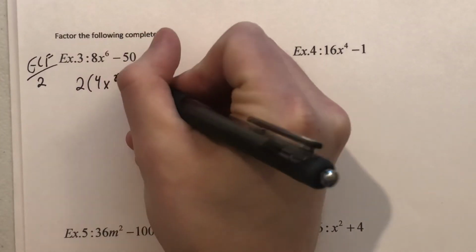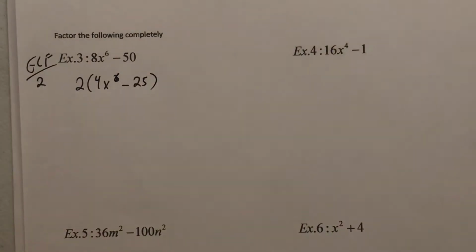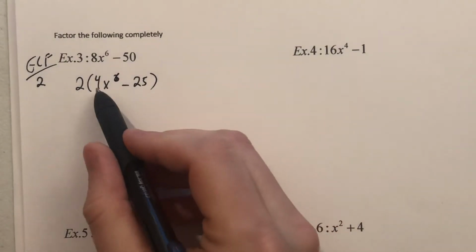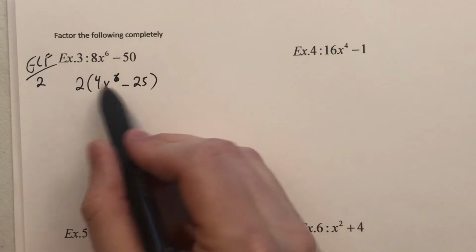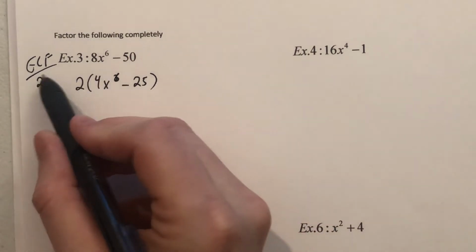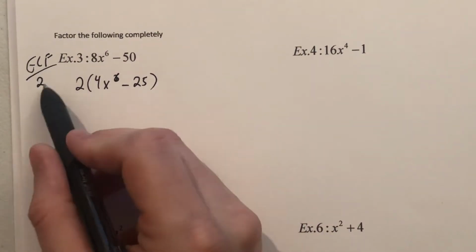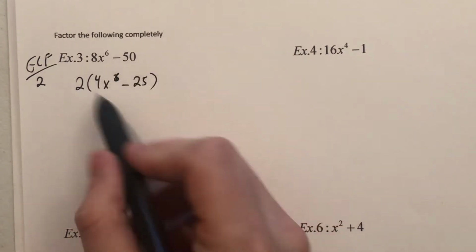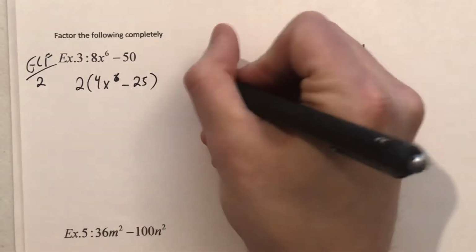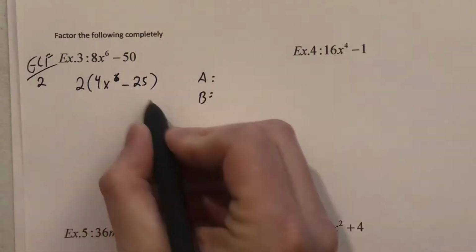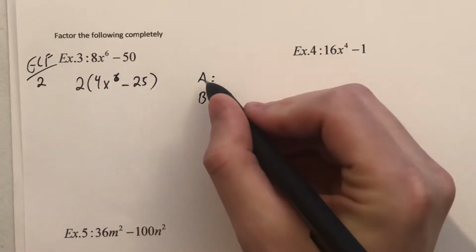4x to the 6th minus 25. Now notice what we're left with is a binomial. So as we've been seeing, don't just stop at a GCF. The GCF may allow us to do more with the problem. And in this case, I will still write the a and the b off to the side. I'm just not going to write the formula underneath every time. But it's the same question.